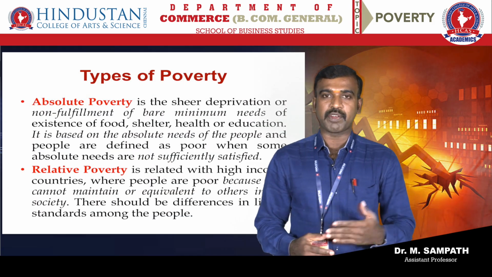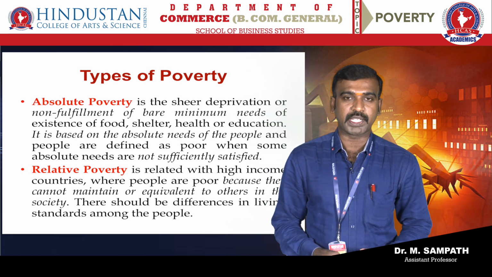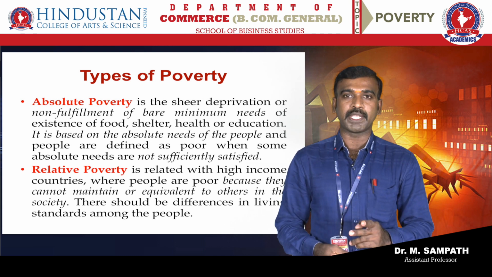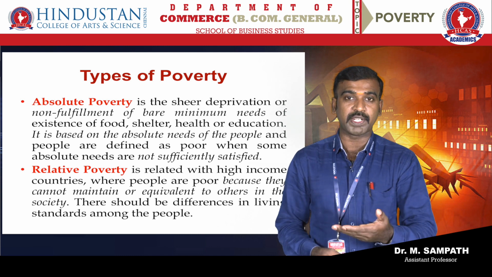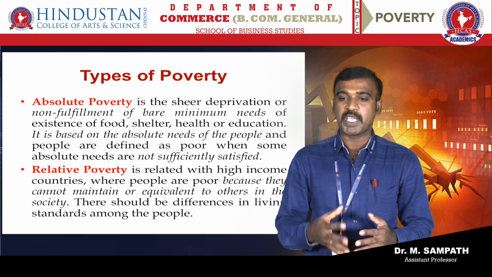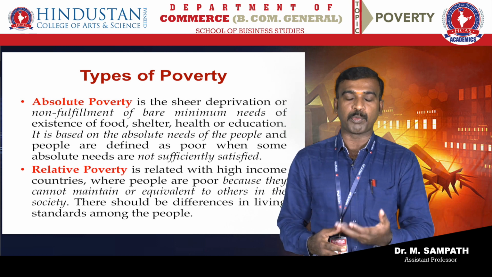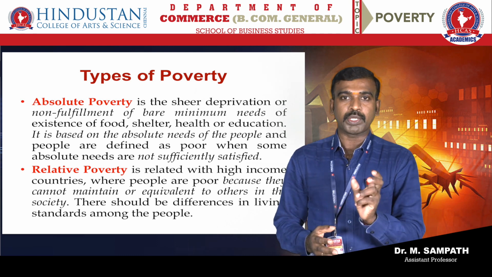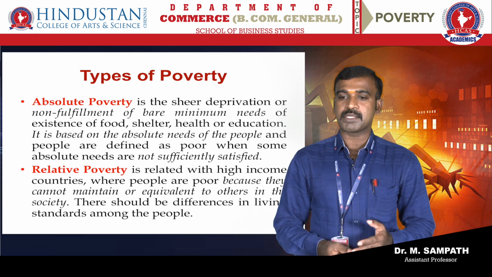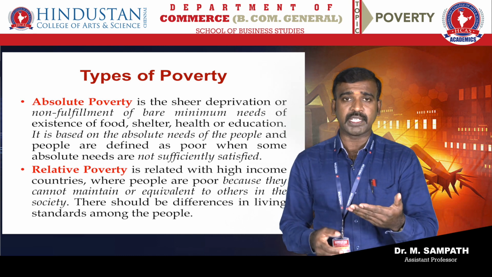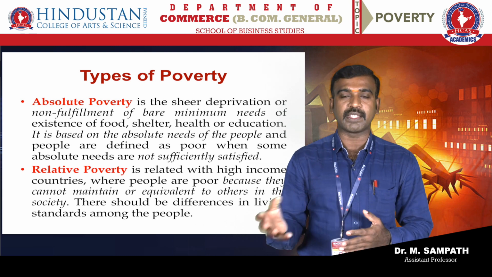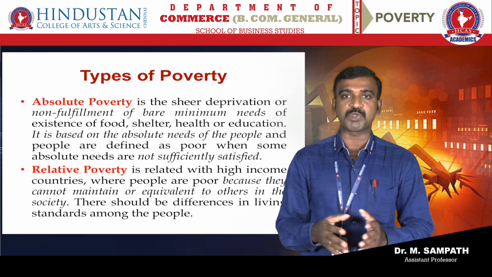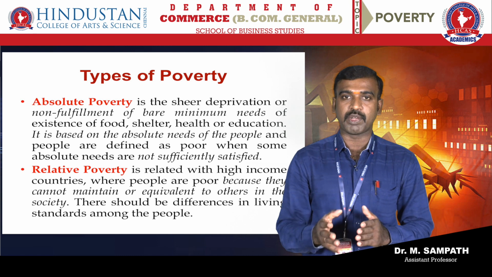This is the types of poverty. The next slide shows you the types of poverty. There are two types: one is absolute poverty, the second is relative poverty. Absolute poverty is being unable to fulfill the basic needs; it is based on people not being sufficiently satisfied. Relative poverty is related to others. It is compared between the people of two nations, that is, they cannot maintain a standard equivalent to others in other nations. It is based on the standard of living of the people in the country. One country is compared to another, so it is called relative poverty.